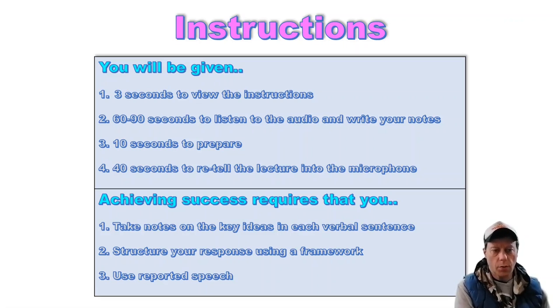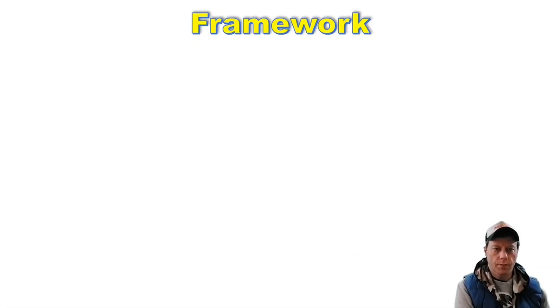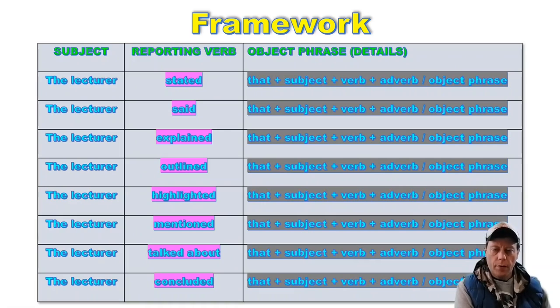Achieving success requires that you take notes on the key ideas in each verbal sentence. Structure your response using a framework, and you must use reported speech. Here's the framework. You'll need a subject, for example, the lecturer or the speaker, one of these reporting verbs or a combination of those, and then you'll need an object phrase, which should start with that. You'll need a subject, a verb, an adverb, or object phrase.